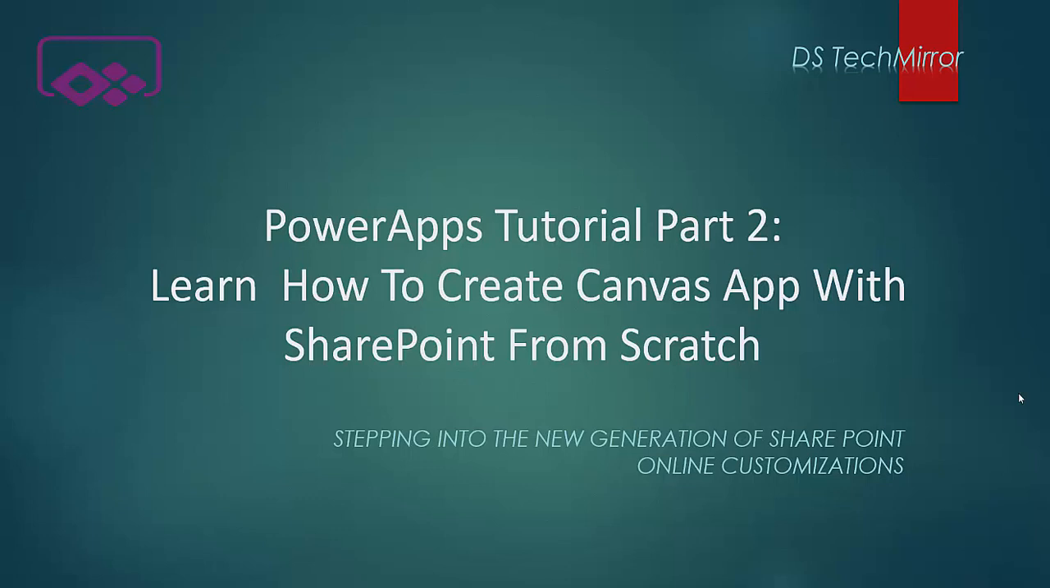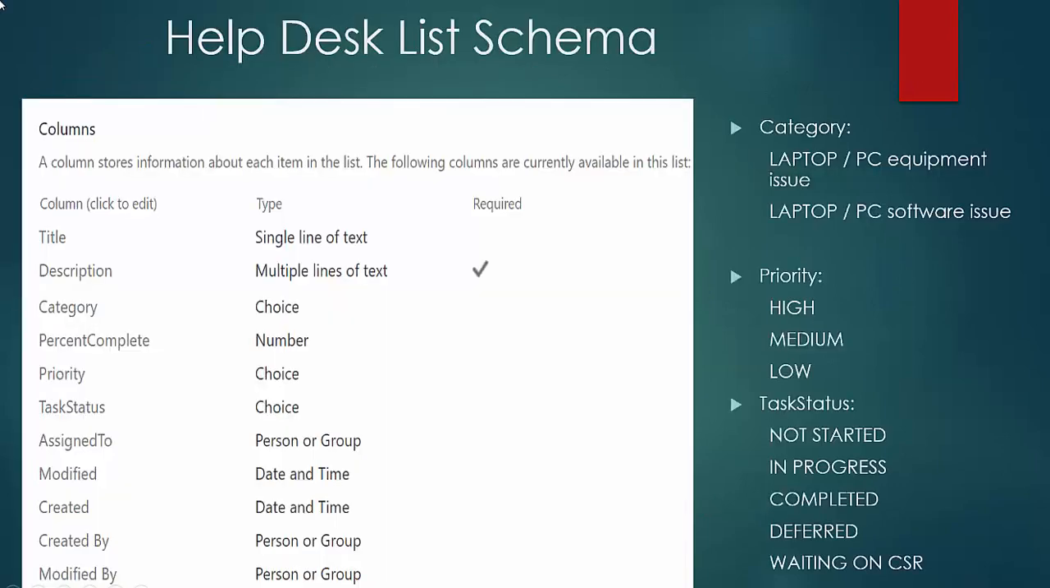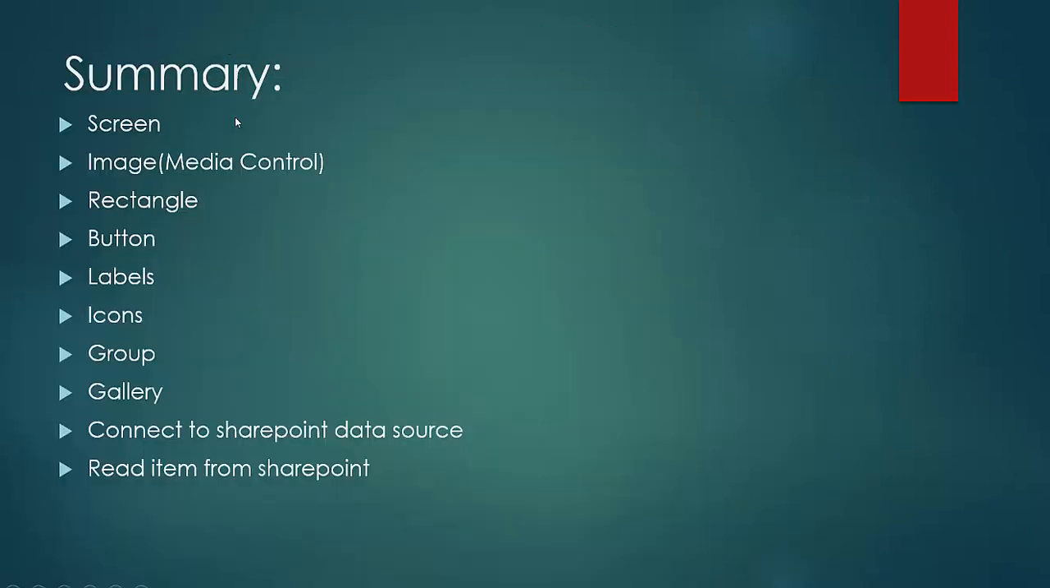So in part 1 we have covered what is Canvas app, then we have created this help desk list schema. I have shared it with you so you can create this list in SharePoint at the backend, and these are the few concepts which we have covered in PowerApp. So those folks who are directly watching this video, I will recommend you to watch part 1 first, and then you can come and watch this video. You can find the link of part 1 in the description box.